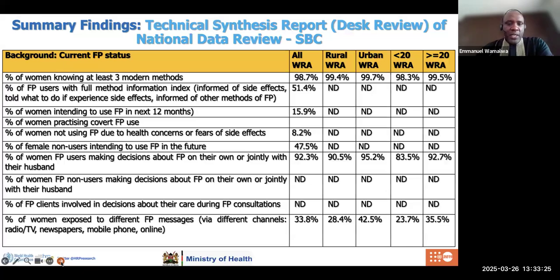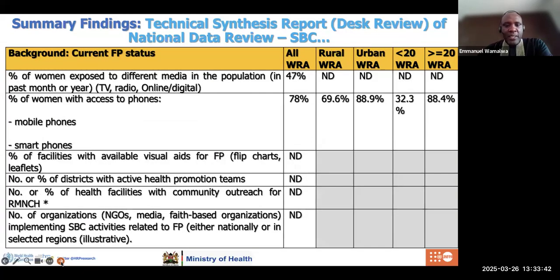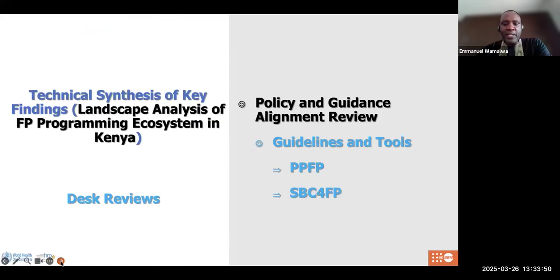And this shows just the data around SBC. For example, the first one, the percentage of women knowing at least 3 modern FP methods, is quite high, around 98.7%. Again, more data on SBC. This data came from the National Data Review, reviewing documents like the DHS, as well as different other data sources.